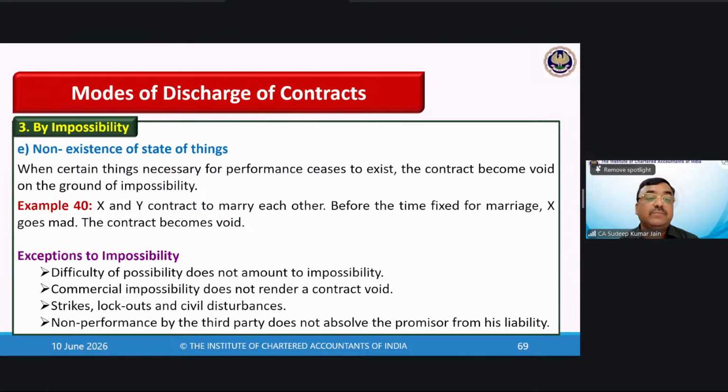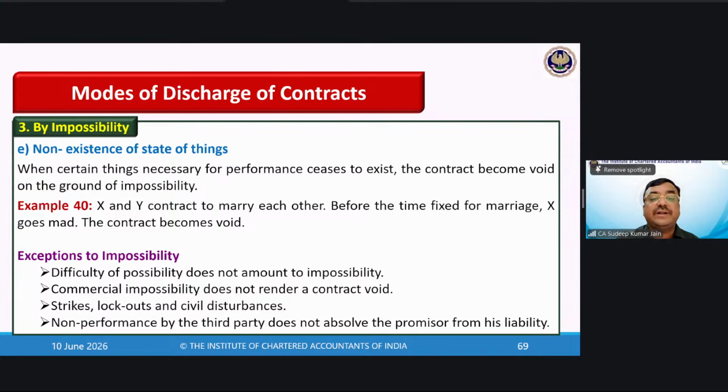Exception to impossibility means in the following cases, it seems to be impossible, but it is not impossible. The contract cannot be avoided. The contract is not discharged. Difficulty of performance does not amount to impossibility. It means, if I say, sir, it is raining heavily today, I could not deliver the goods. This is difficulty, not impossibility, and then the penalty or compensation provision will apply.